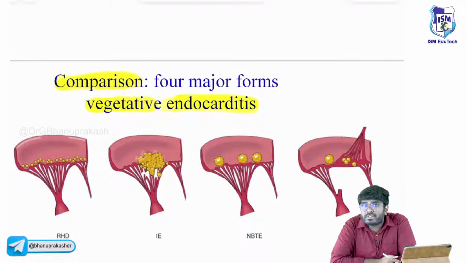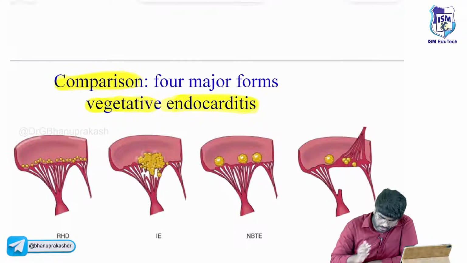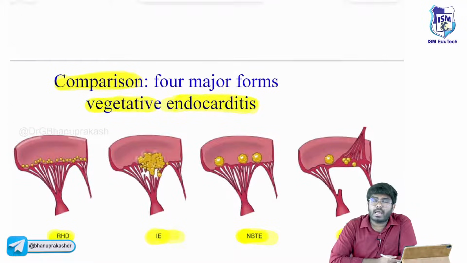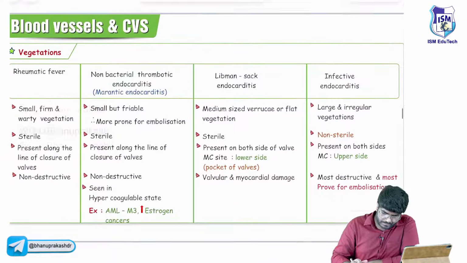But right now, what have we discussed? We have discussed the vegetations in infective endocarditis. They are absolutely different. So, in rheumatic heart disease the vegetations are different. Infective endocarditis, NBTE (non-bacterial thrombotic endocarditis), and LSE (Libman-Sacks endocarditis): there are these four conditions in which you can have vegetations in the heart. But what are the differences in these vegetations? We'll discuss one by one.